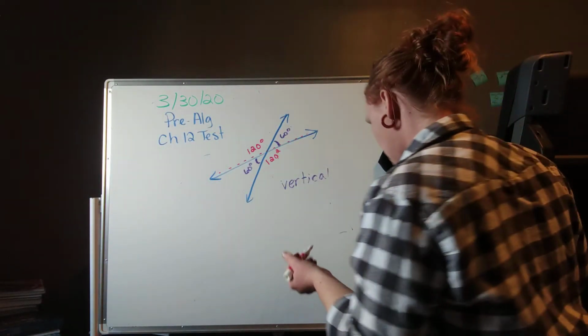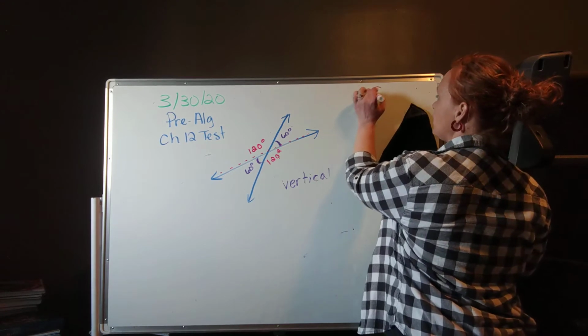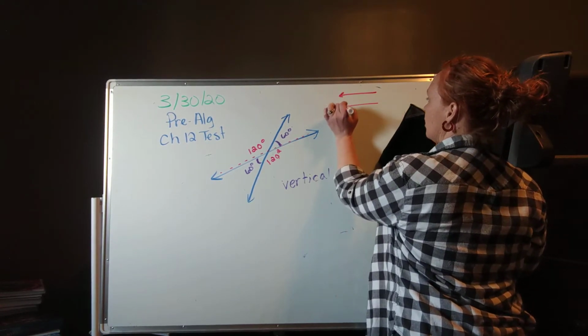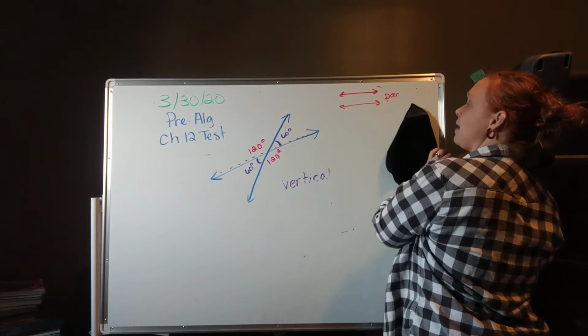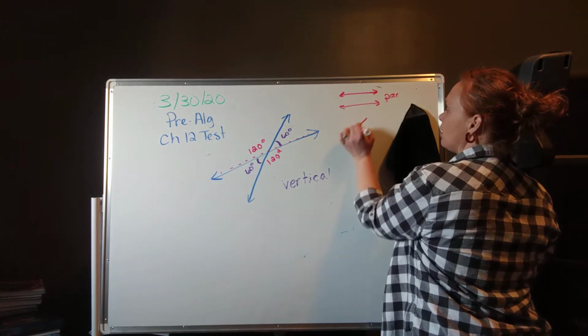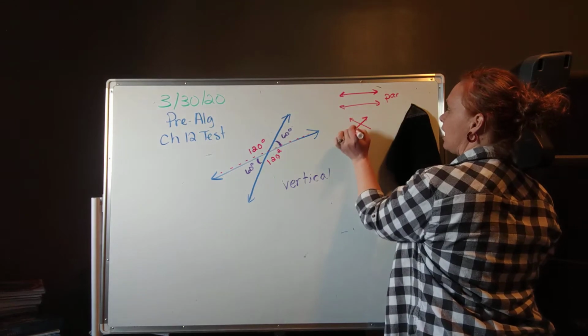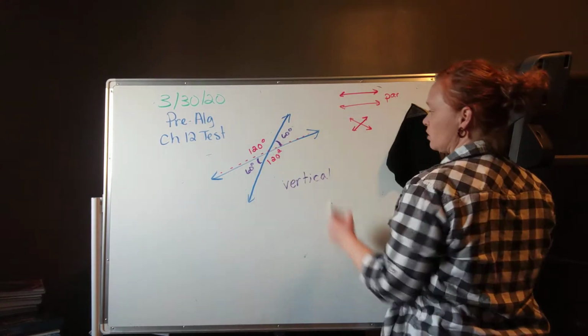Let's talk about something really quickly before we move on. I think you guys probably already know this, but if two lines are running in the same direction forever and they don't touch, what do we call those? Parallel lines. Okay. Intersecting lines, like kind of what we were just working with.